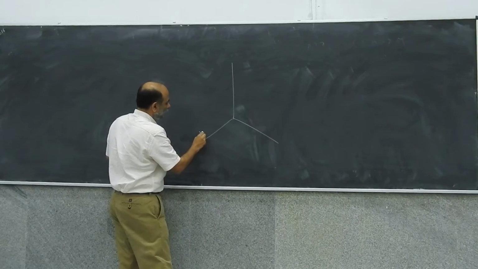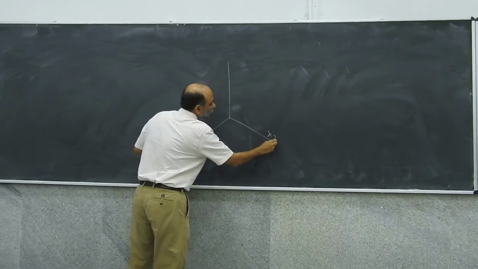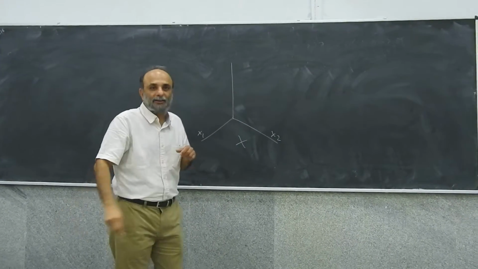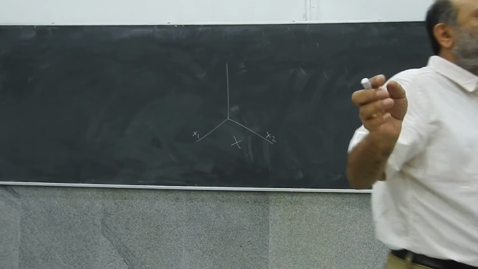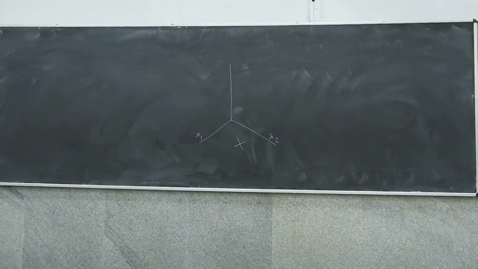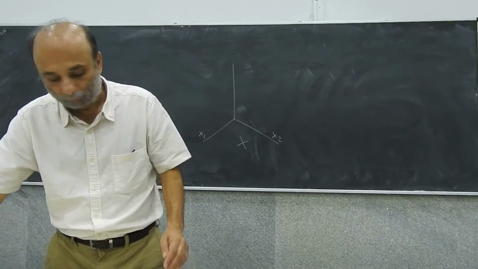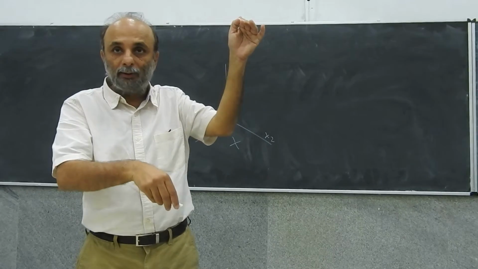Think of x1, x2. This whole plane I'll call x. So you have a three-dimensional figure. You have a plane here, x1, x2, and you have an axis y.